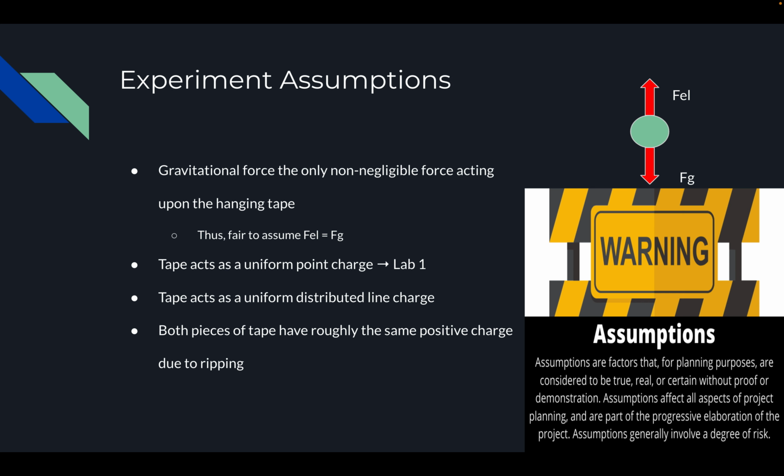Some assumptions are that gravity is the only non-negligible force, which makes it fair to assume that F electric is equal in magnitude to the force of gravity. Tape acting as a uniform point charge was an assumption made in lab 1. Now we assume that the tape acts as a uniformly distributed line charge, and that both pieces of tape have roughly the same positive charge due to ripping.